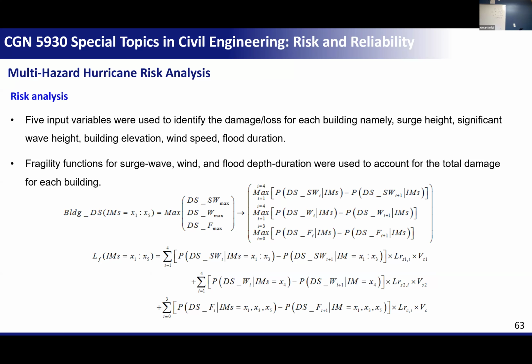Then I have a set of fragility functions that tell me what is the damage state from the surge and wave, what is the damage state from the wind, and what is the damage state from the flooding. Based on these damage states, I can get one single damage state for the entire building. Same thing for the losses, and I have 5 variables. These 5 variables are the wind speed, storm surge height, significant wave height, building elevation, and flood elevation. So the losses are a function of the 5 variables. I get first the storm surge losses, the wind losses, and the flood losses, and I sum all of them together to get the total building losses.